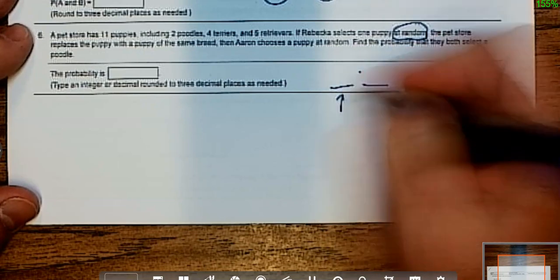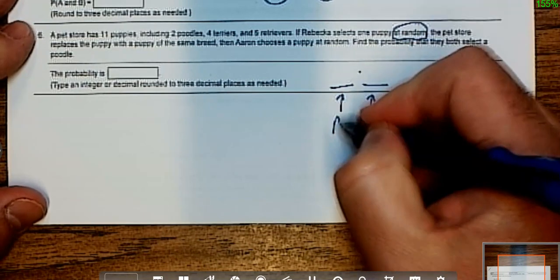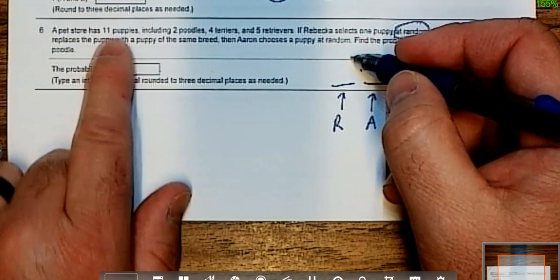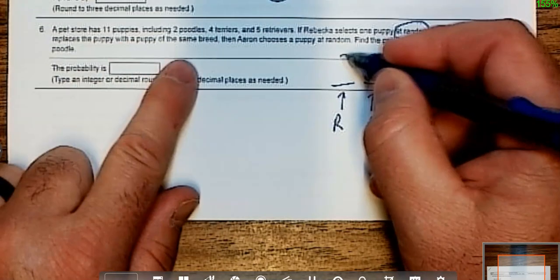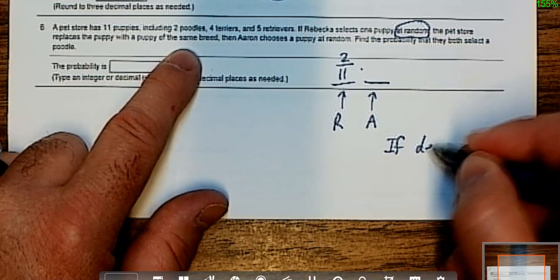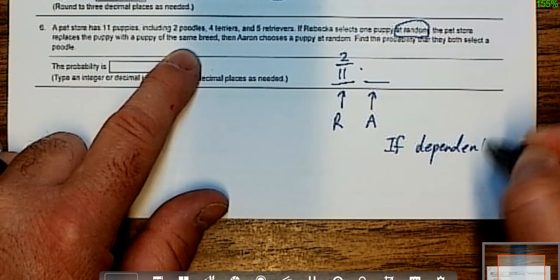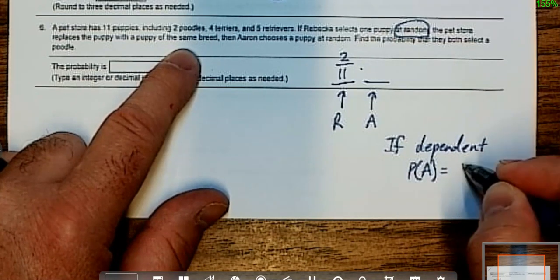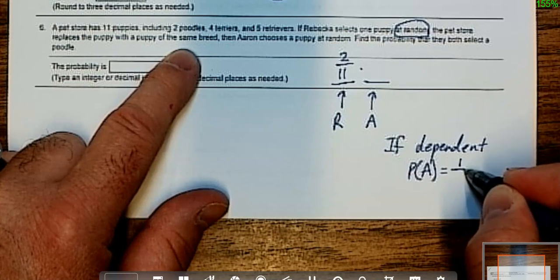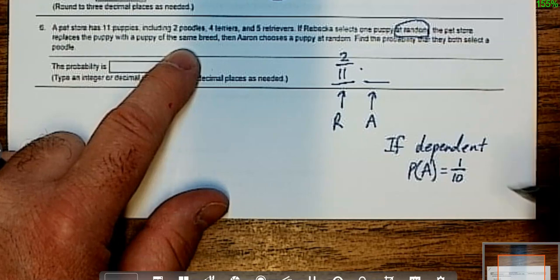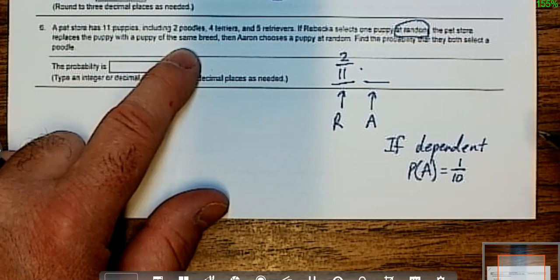Okay, so we've got these 2 events that are happening, Rebecca's choice and Aaron's choice. Now, what's the probability that Rebecca chooses a poodle if she chooses at random? 2 out of 11 puppies. Now, if these things are dependent events, then the probability that Aaron chooses a poodle would be 1 poodle left and only 10 total puppies. Is that the situation we're in?